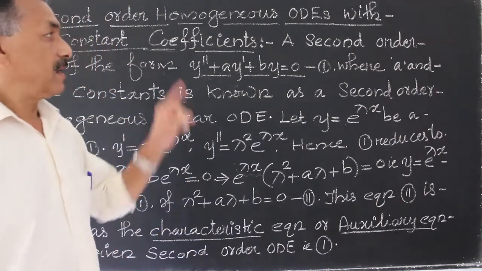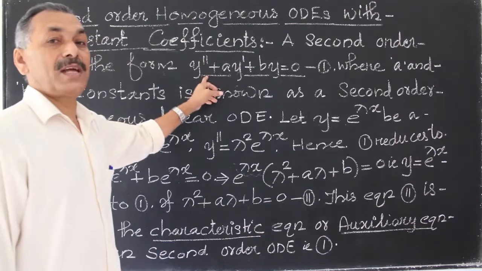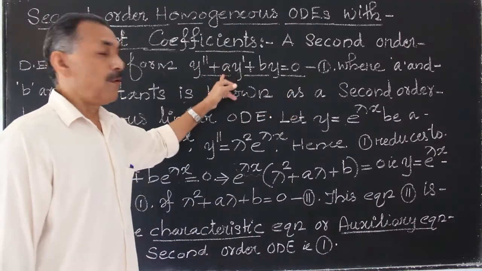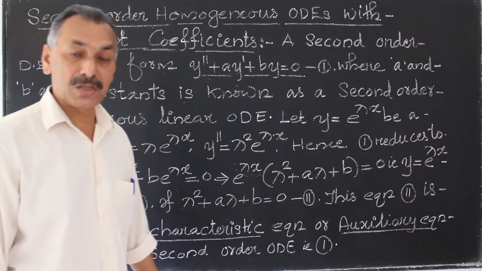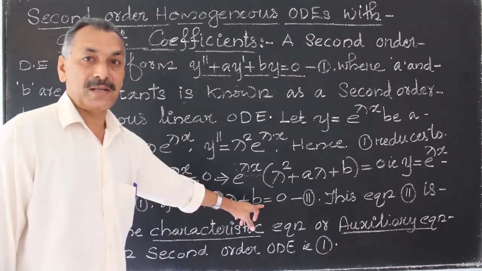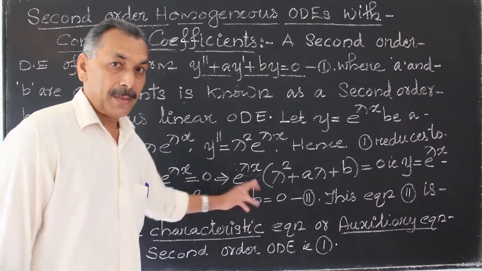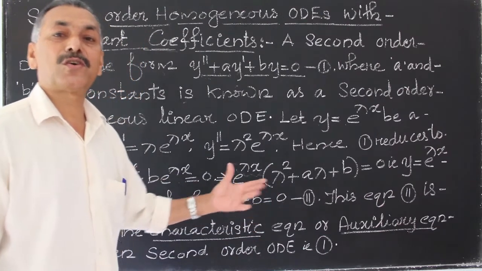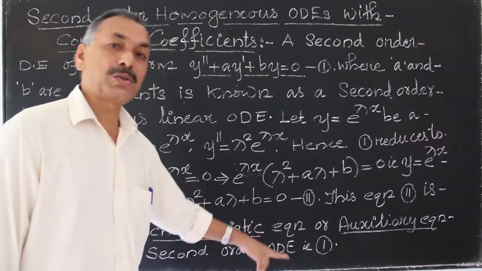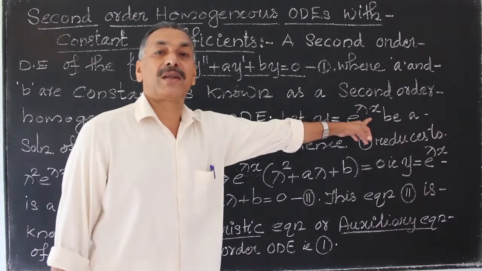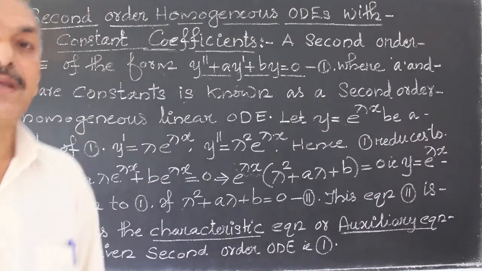And this is very important. A second order homogeneous linear ordinary differential equation with constant coefficients is y double dash plus a y dash plus b y is equal to 0. This is the standard form. Then the characteristic equation lambda square plus a lambda plus b is equal to 0 is solved, giving lambda equal to minus a plus or minus root of a square minus 4b by 2. These are the characteristic roots, lambda 1 and lambda 2. Then the solutions are y is equal to e raised to lambda 1 x and y is equal to e raised to lambda 2 x.